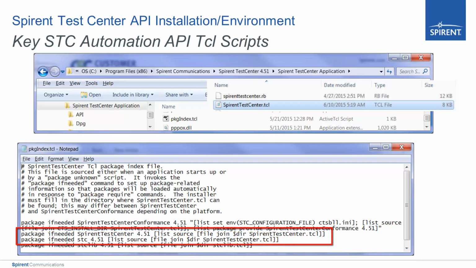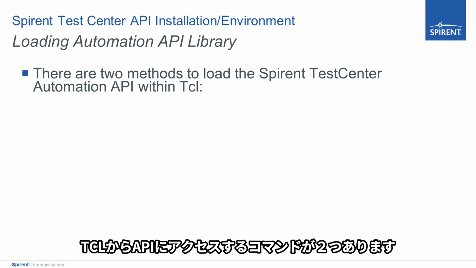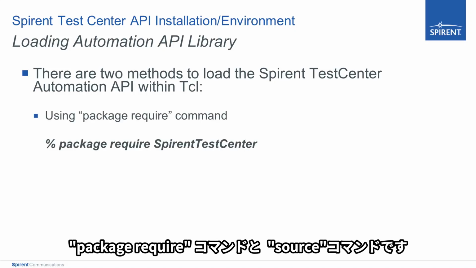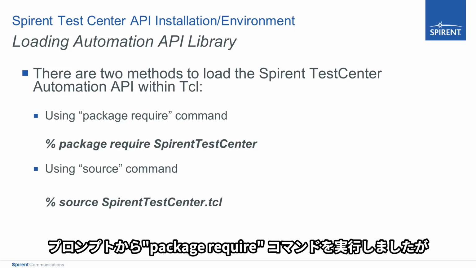SpirentTestCenter.tcl file. There are two methods to load the Spirent TestCenter Automation API within TCL, using the package require command or the source command. With Spirent TestCenter, you can use either one.